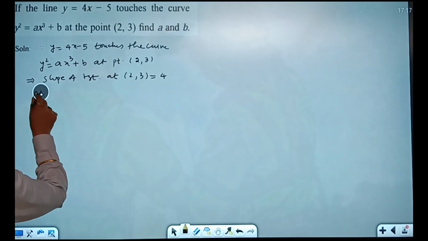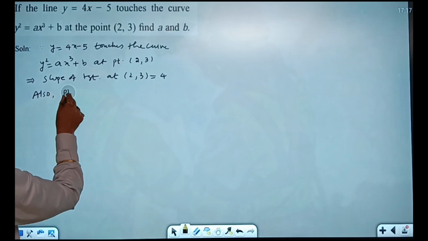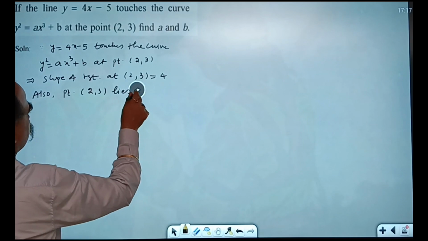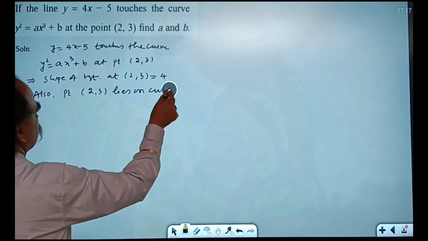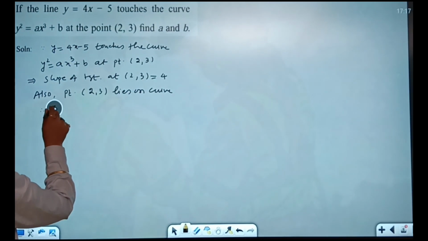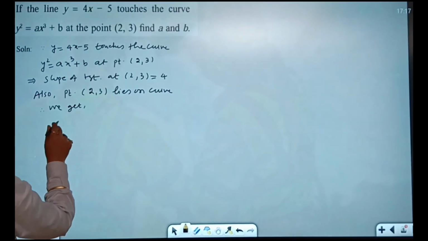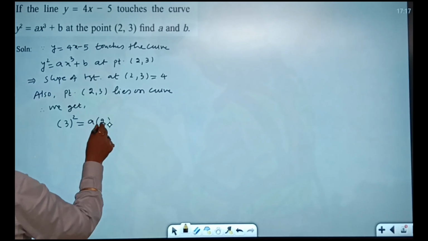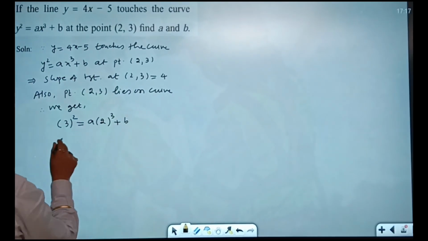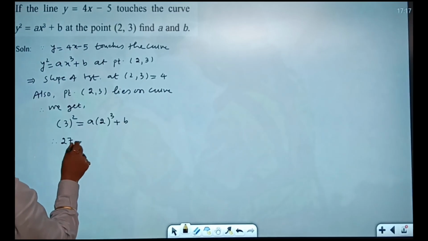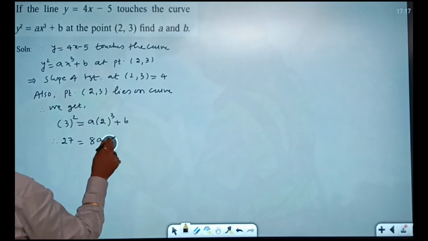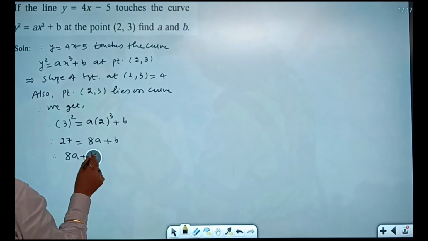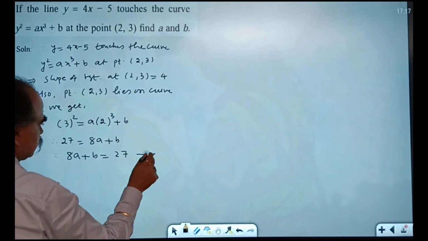Also, point 2, 3 lies on curve. Therefore, we get 3 square is equal to a into 2 cube plus b. So 27 is equal to 8a plus b. So 8a plus b is equal to 27. Equation number 1.